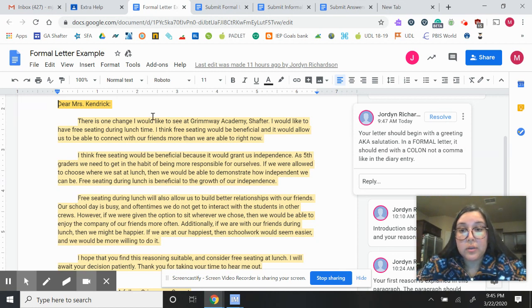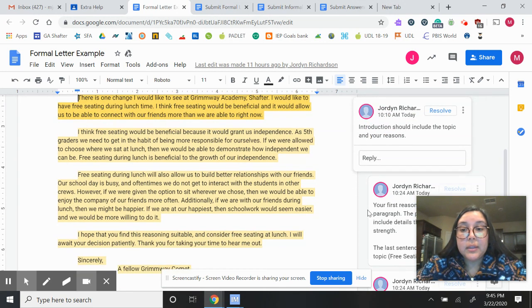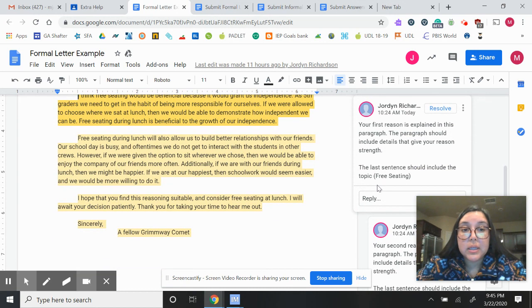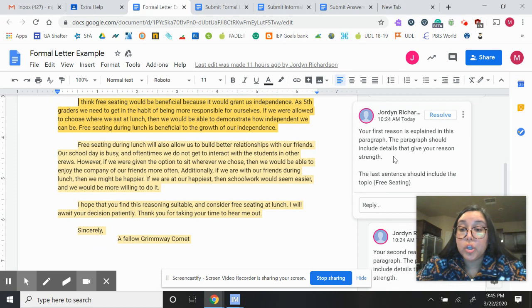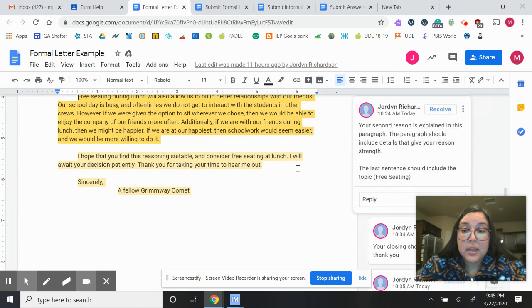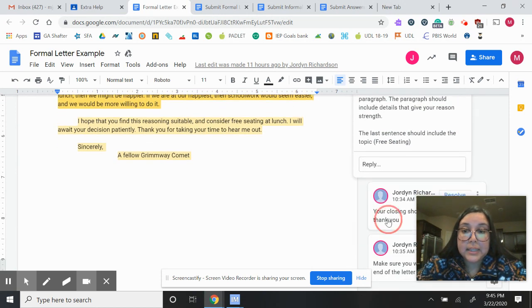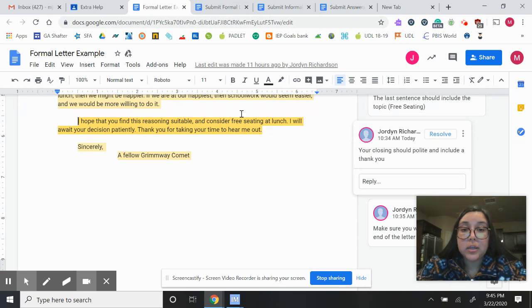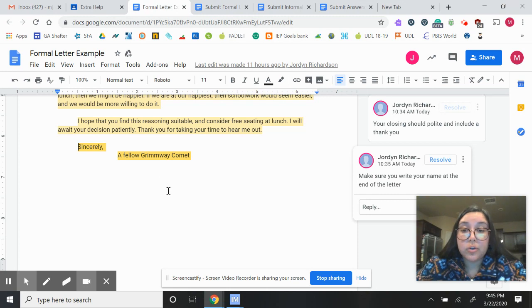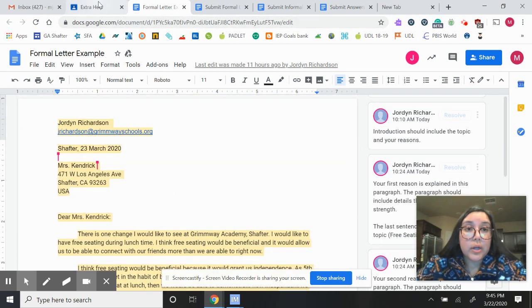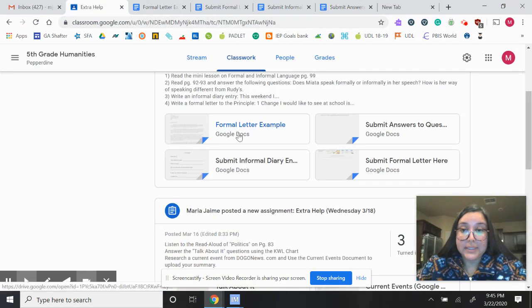Okay, so you have your salutation, you introduce your topic, your body paragraphs, which give your topic and your reason a lot of strength. And the last thing is your closing. You want to make sure that you're polite and you thank them for their time, and then you sign your letter. Okay, so that's our formal letter example. So these are really great resources for you to use if you get stuck.